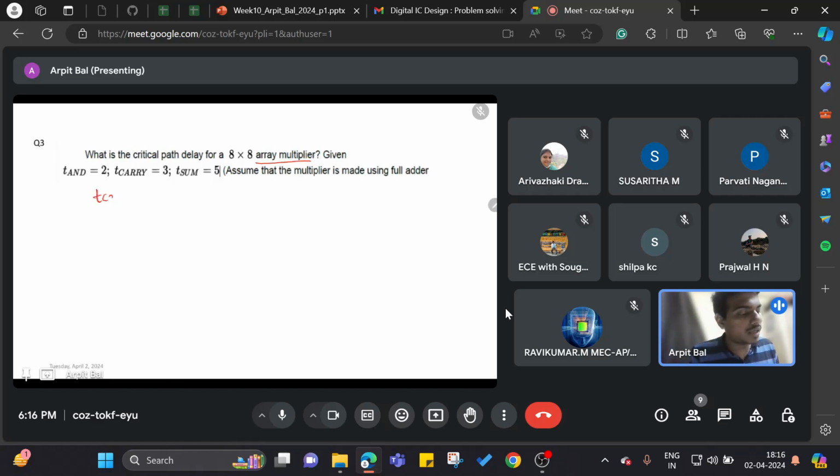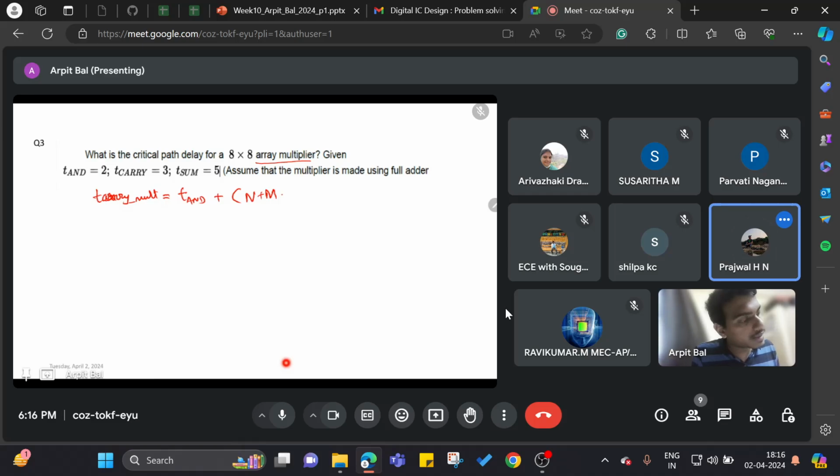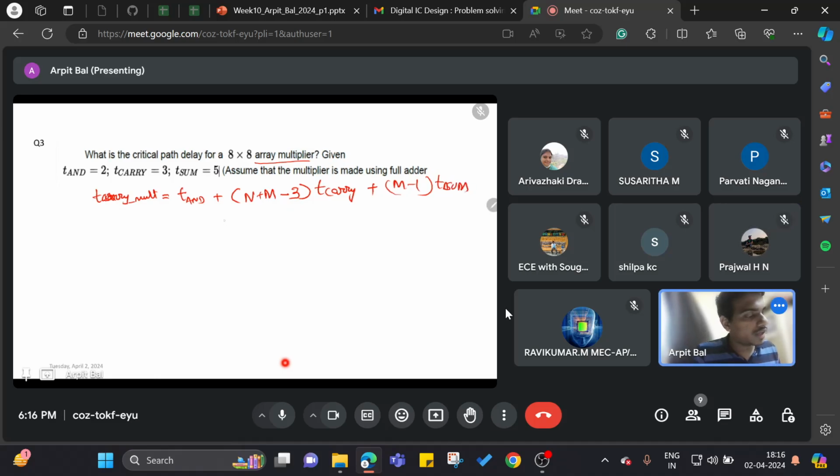So what is my answer? 76? Yeah, I think that is correct. So what is the formula? T and plus n plus m minus 3 times T carry plus m minus 1 times T sum, right? And in this case our n equals m equals 8.